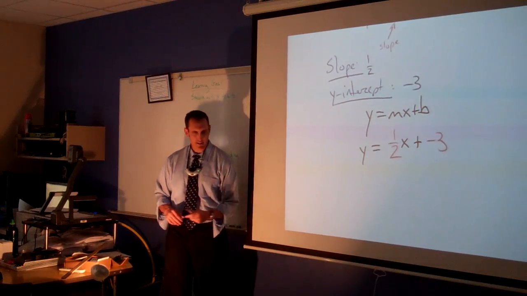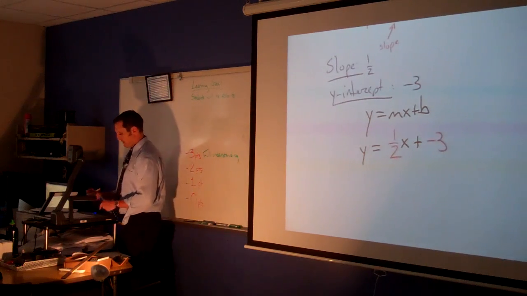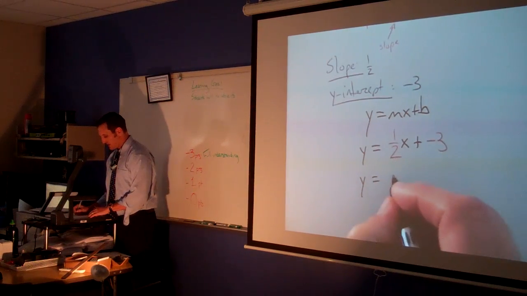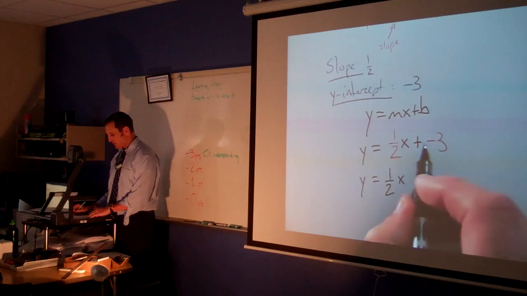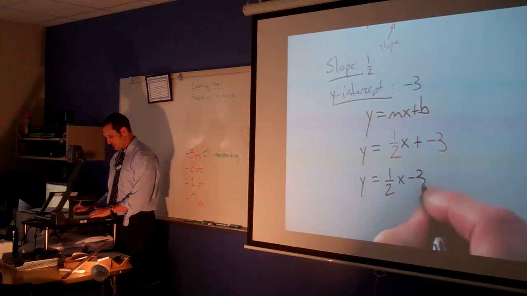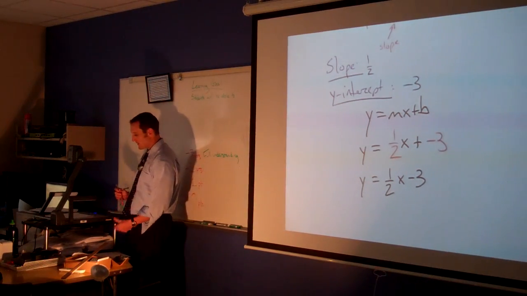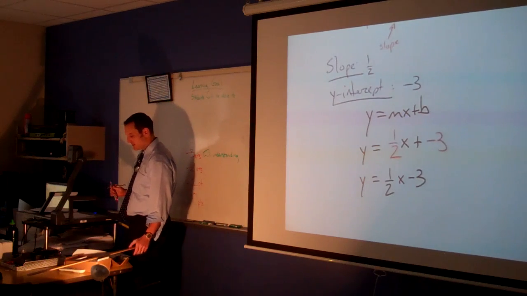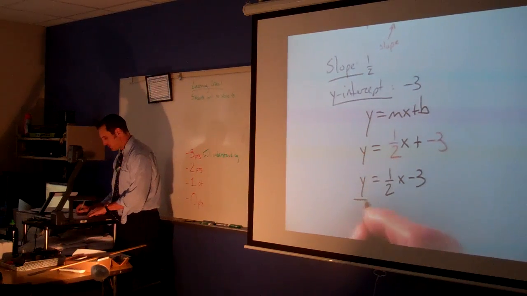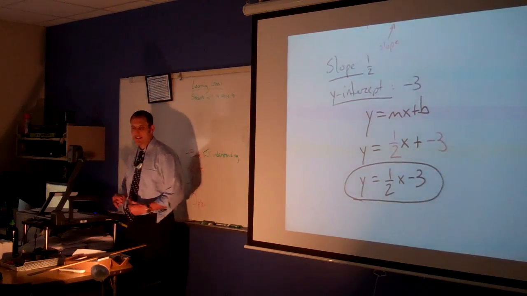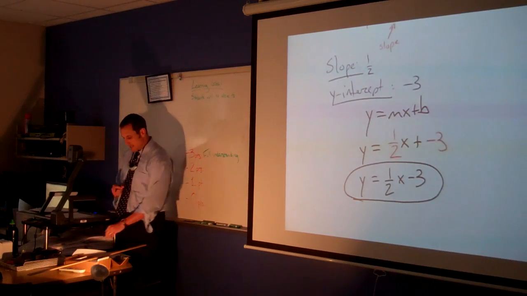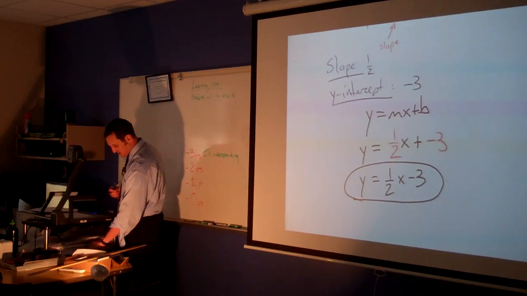Okay, so we're going to clean this up. So y equals 1/2 x plus minus is minus. And here we are, an equation in slope-intercept form. So we had to think, what was the slope we need? And what was the other information that we were given?